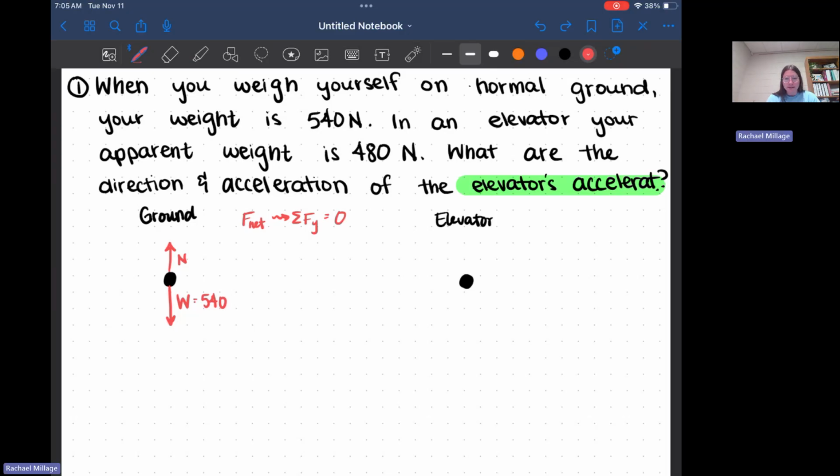So if my net force is zero, that means that my weight and my normal force have to cancel each other out. So they have to be equal and opposite. So my normal force must also be 540 newtons, sorry, in the upward direction, right? That normal force is pushing me up. You could have also drawn it where your weight is pushing you down and the normal force is pushing you up, okay? That would have also been an acceptable way to draw the free body diagram.